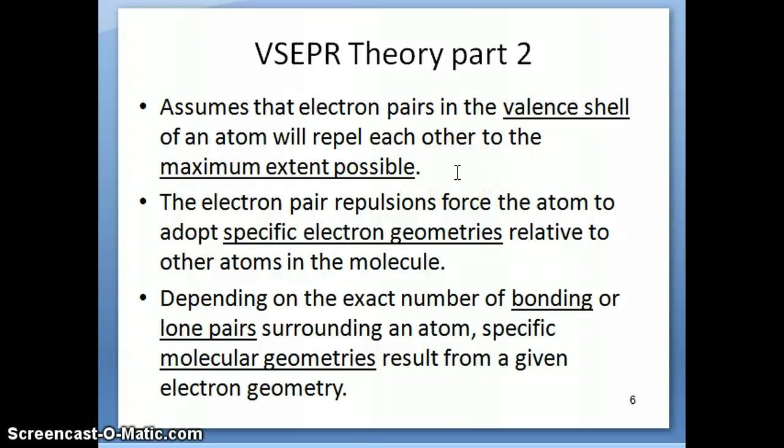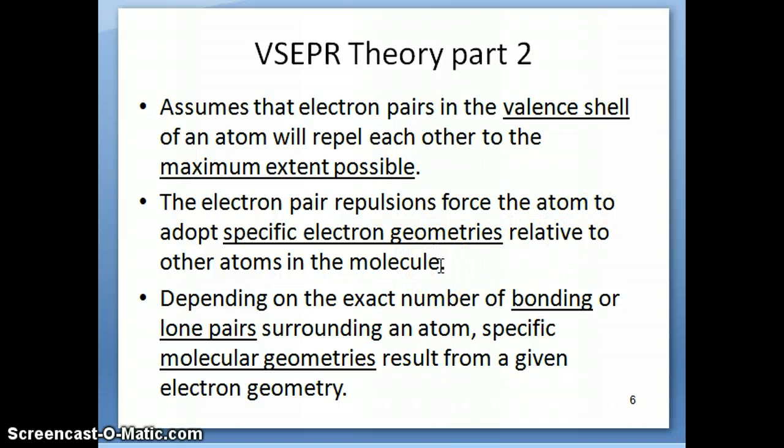In other words, they want to get away from each other as far away as possible because they're both negatives, all these electron pairs. They're not going to want to be close to each other at all, okay? As a result of this electron pair repulsion, the atom that contains this electron pair is forced to adopt specific electron geometries relative to the other atoms in the molecule, okay?